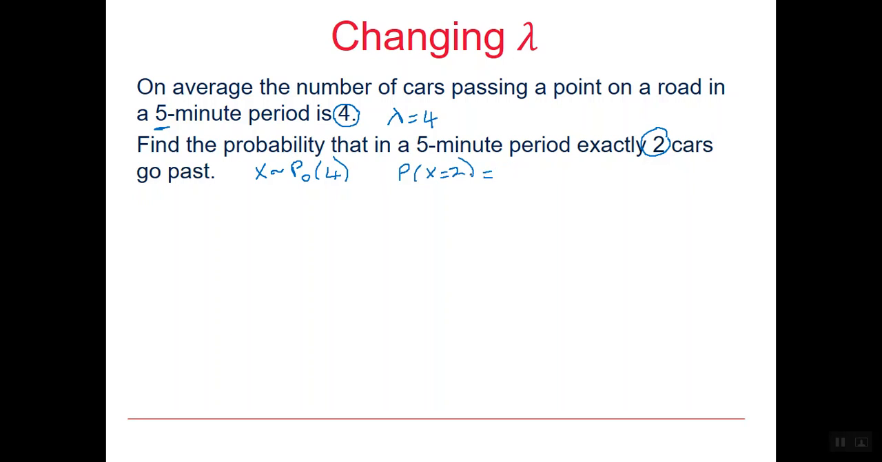Now remember, you can use your calculator for this. It's the Poisson PD function that you need, or you can use GeoGebra. And in this case, it turned out that the answer was 0.147.